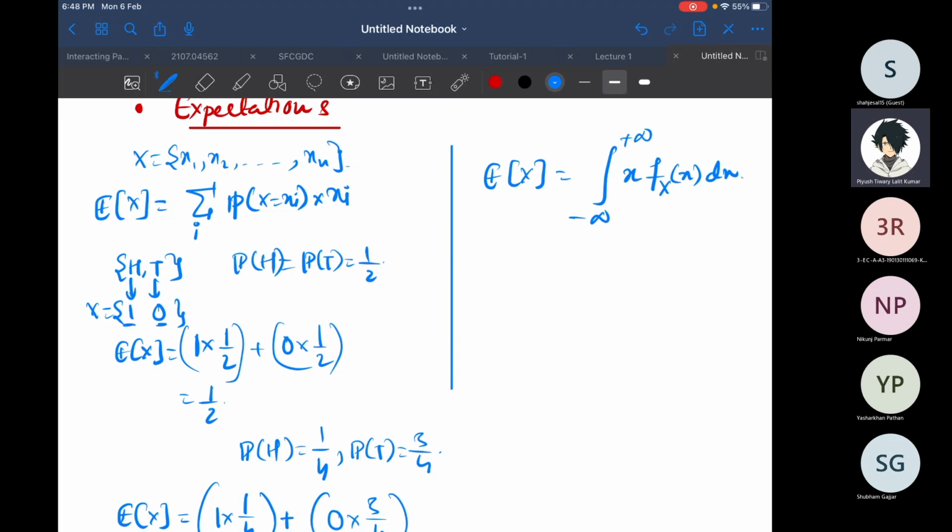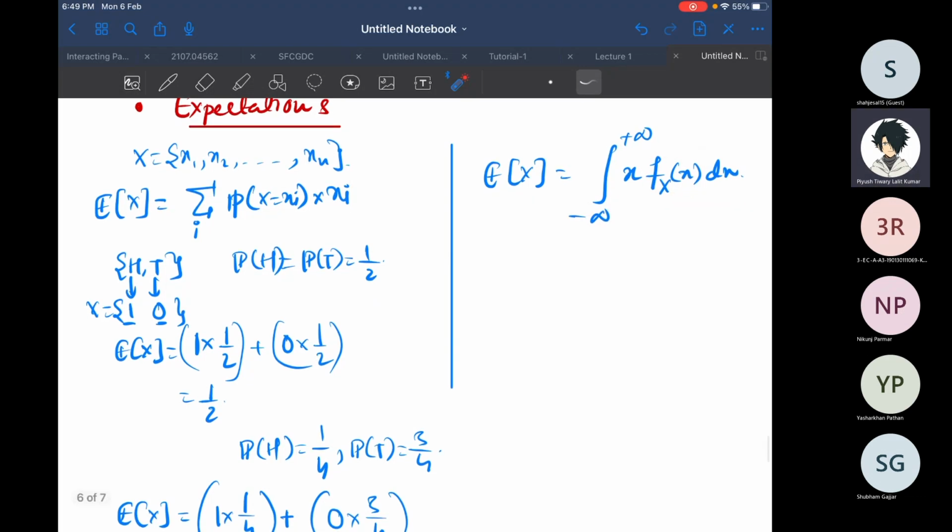So again, you can see that this was a weighted sum. This is a weighted integral. I am taking x, each of my possible outputs, and I am weighing them by a probability or a weight function, which is my probability density. And I am calculating this integral, and this is what my expectation becomes.